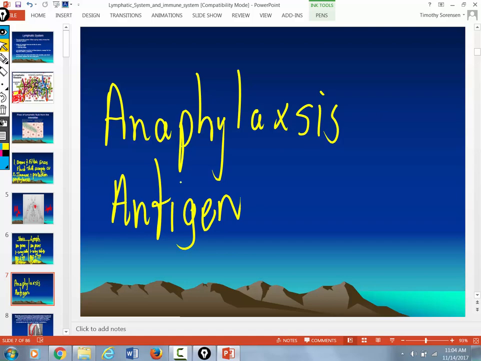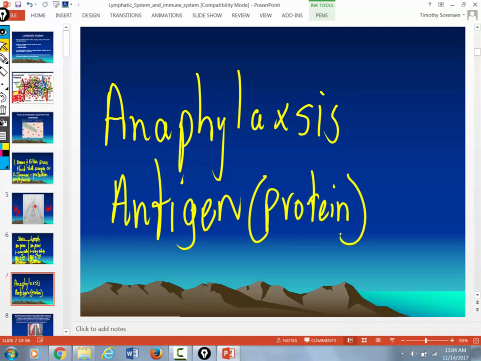Better write this down. What's an antigen? But that's not good enough. I know a lot of stuff that's protein, and they're not antigens. I need a better one. What's an antigen?